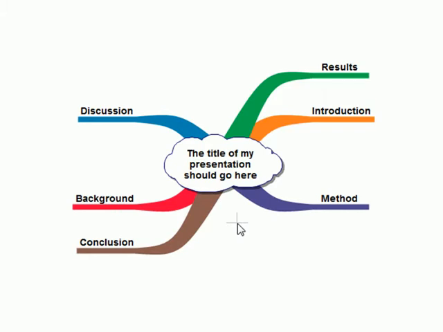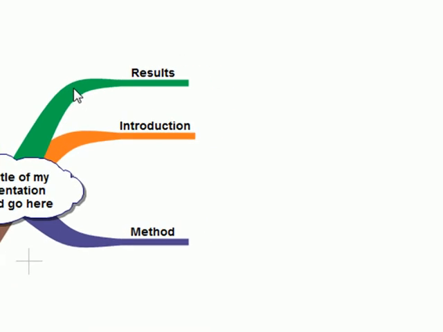For example, I'm going to add a sub-branch to results, so left click on results to activate it, click on the plus at the end of results and type the subheading. Click on the white background when done.